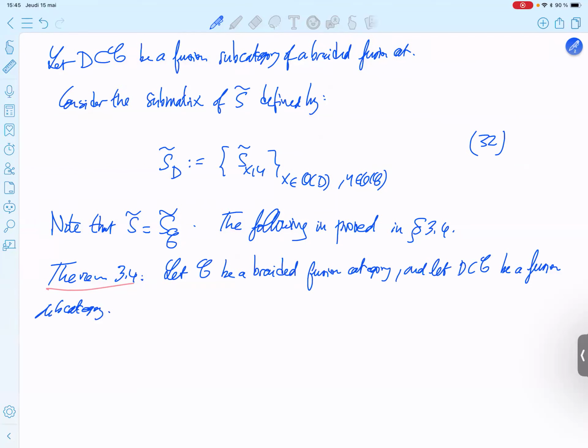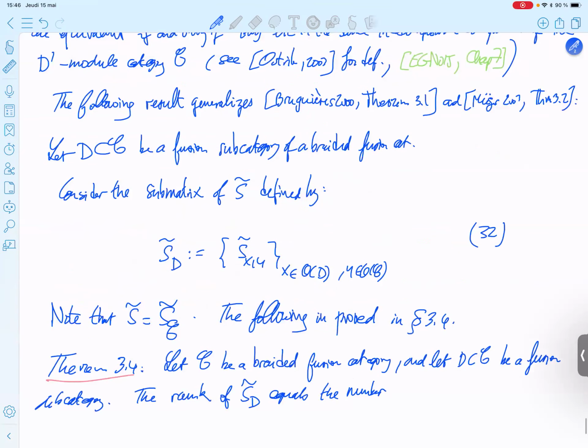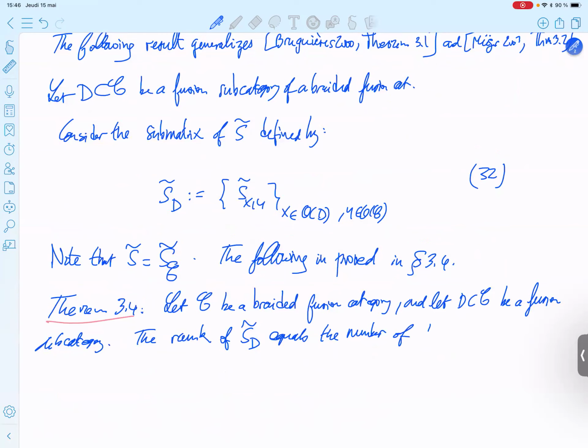And we will discuss the rank of this submatrix. So the rank of this is equal to the number of D prime components of C. So that's why we introduce this notion of D prime component: the number of equivalence classes according to the equivalence relation defined before. So the number of D prime components of C.